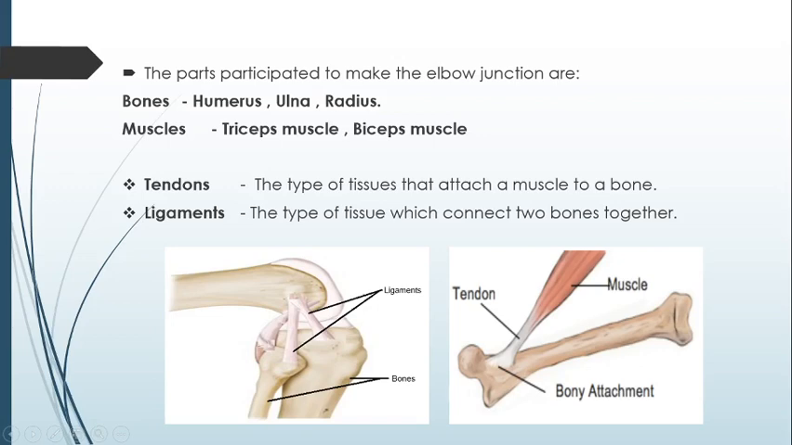Also, there are tendons and ligaments. Tendons are the type of tissues that attach a muscle to a bone. On the other hand, ligaments are the type of tissues which connect 2 bones together. In the following diagrams, you can see how the tendons and the ligaments do their functions in our body.